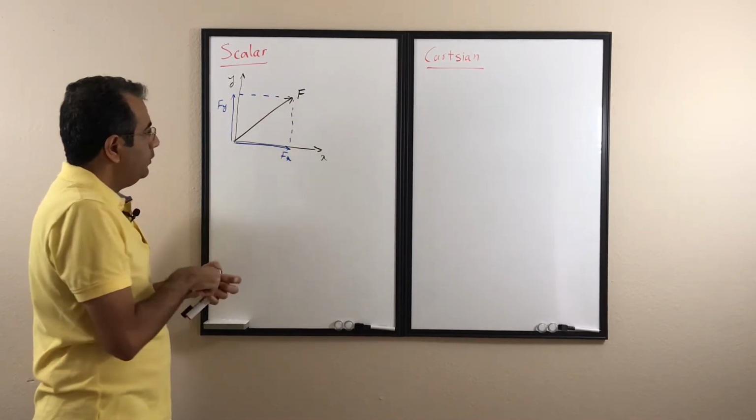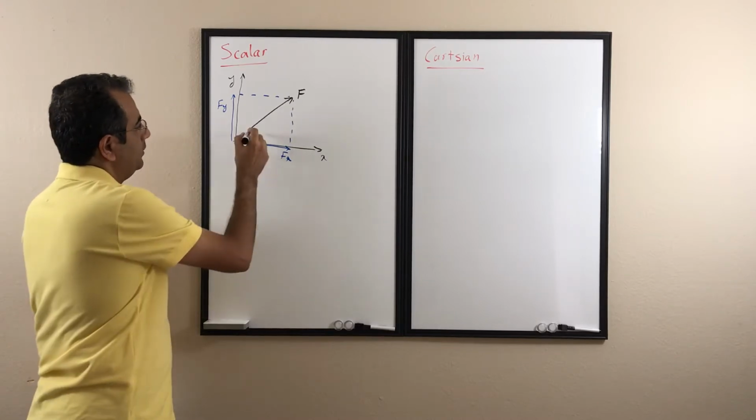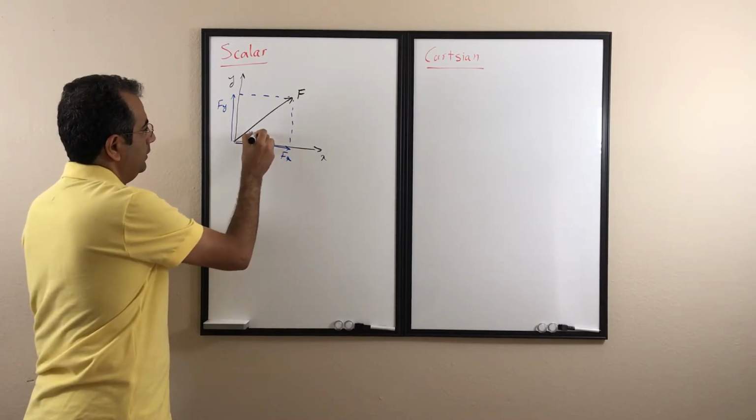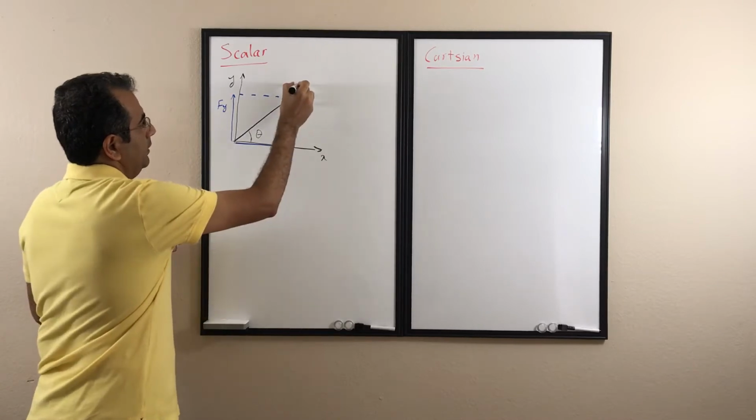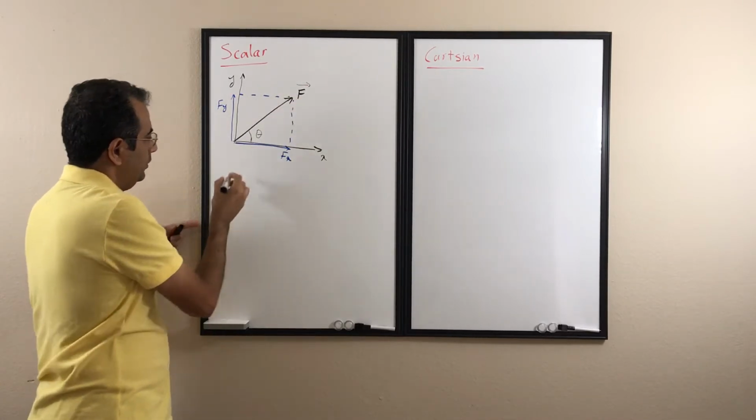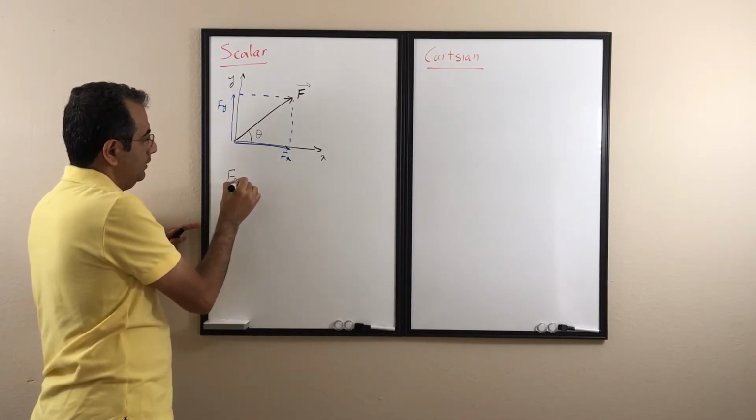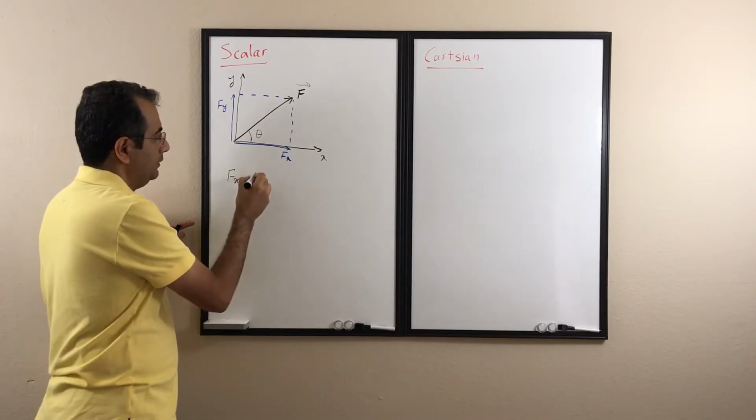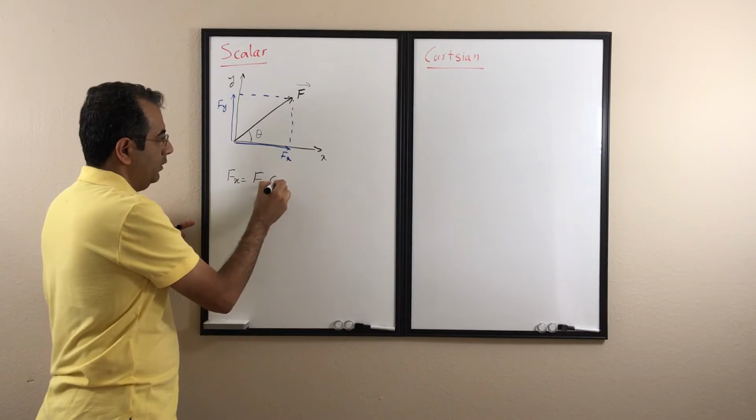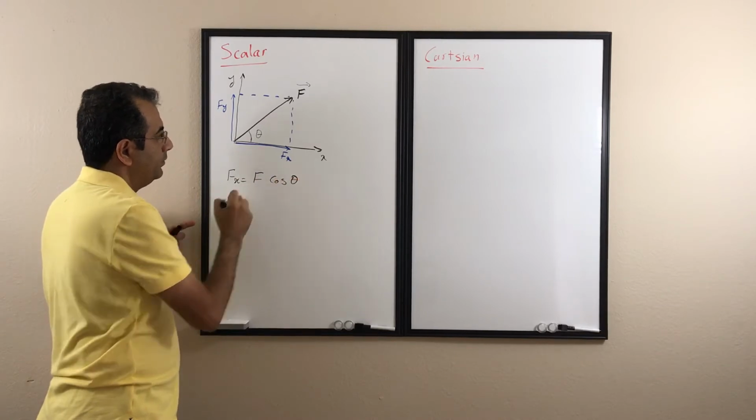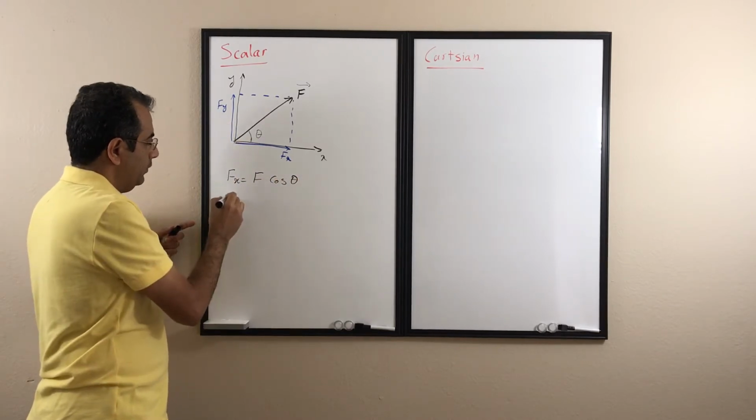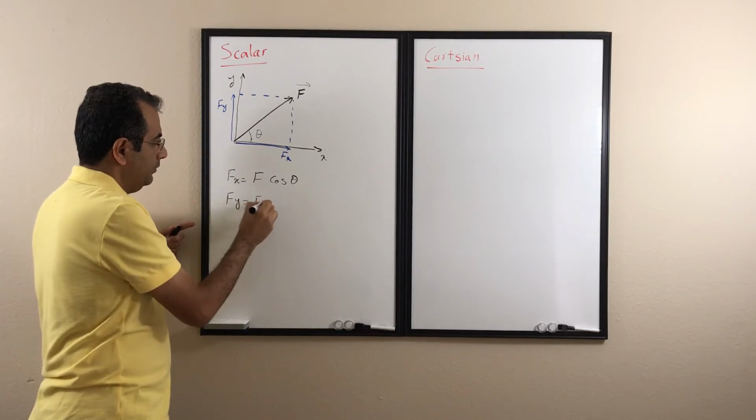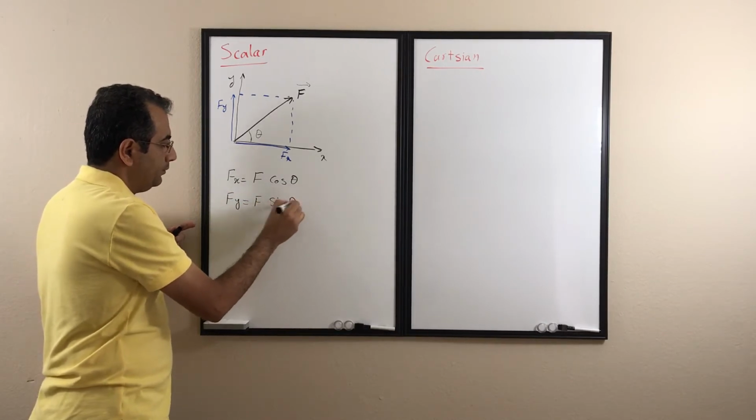Now, if we know that the angle here is theta, and this is the F, then the magnitude of Fx is the magnitude of F times cosine theta. And the same for y: Fy is going to be F sine theta.